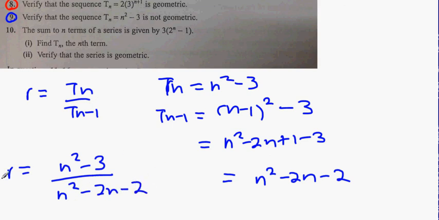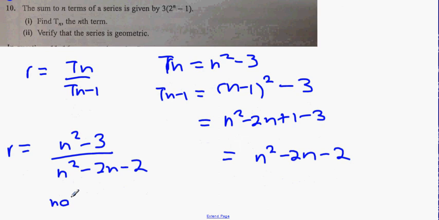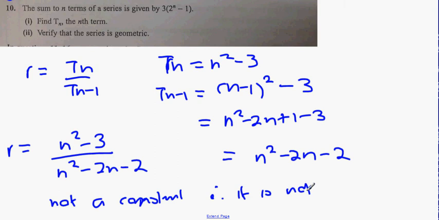Now what you can say about this is it's not a constant, therefore it is not a geometric series, a geometric sequence.